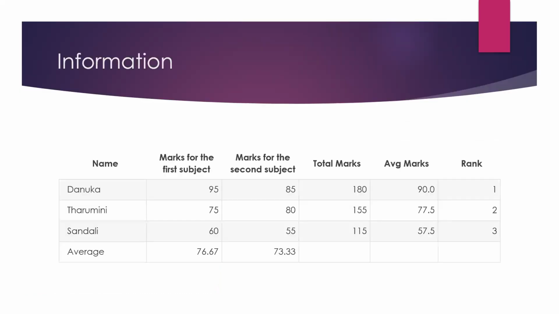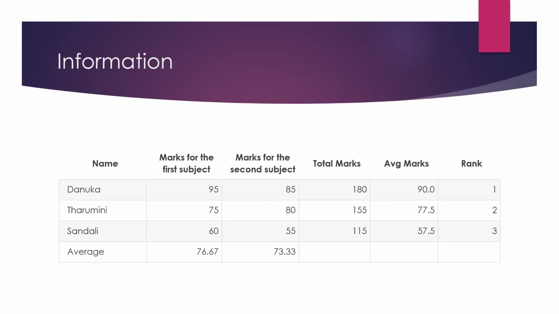But if you further process, then you can observe things and make decisions, right? It's meaningful, right? Dulina, can you tell me one observation that you can make from this table? Tanuka has got 95 for the first subject. Yes, 95 for the first subject. What else can you tell about Tanuka? His total is 180. Okay. Bhagya?